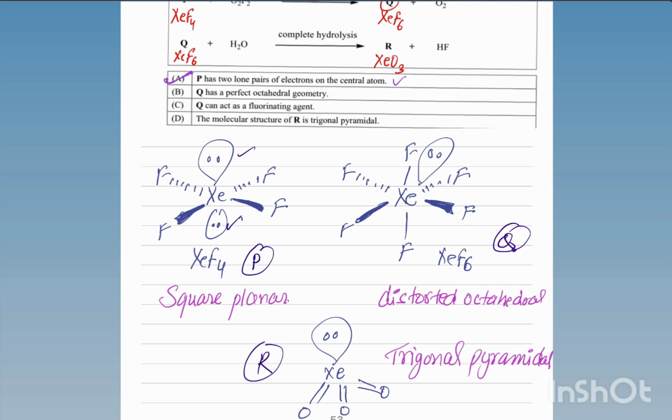Second statement is saying Q has a perfect octahedral geometry. That is wrong. It has a geometry of distorted octahedral, not the perfect octahedral geometry. That is a wrong statement. So this B statement is wrong.